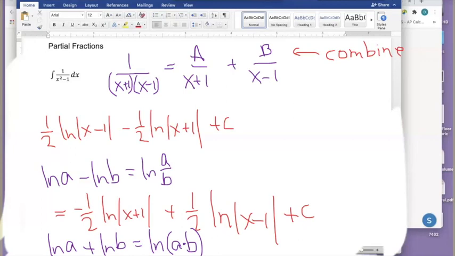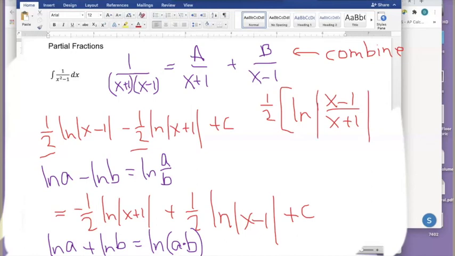The bottom line, to simplify this thing, notice since we've got a factor of 1/2, we could write this as 1/2 times, well, ln of x minus 1 minus the ln of x plus 1 could be rewritten as the ln of x minus 1 over x plus 1 plus c. And when you're doing multiple choice questions, chances are they're not going to leave it like that.